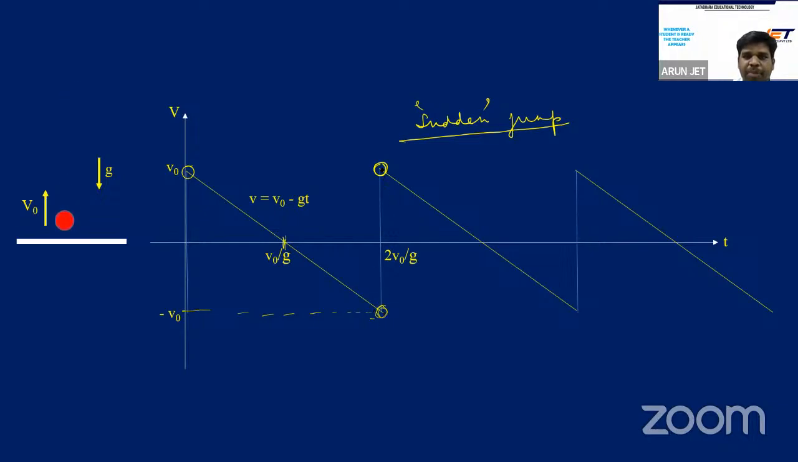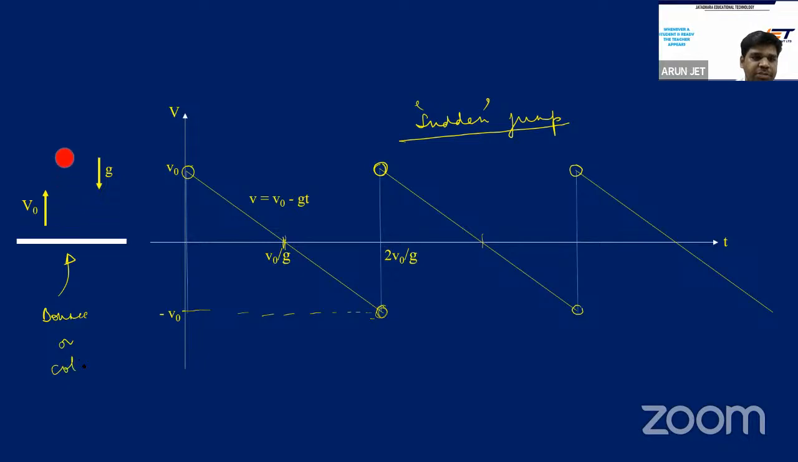But the same thing will happen. It will again go on decreasing. It will become zero at some point. Again, it will reverse the direction. It will hit the ground. It will rebound.